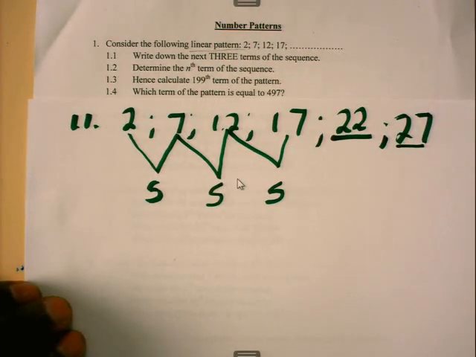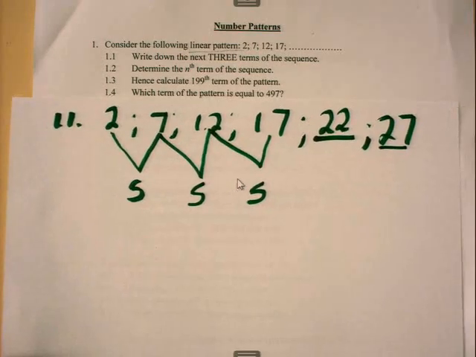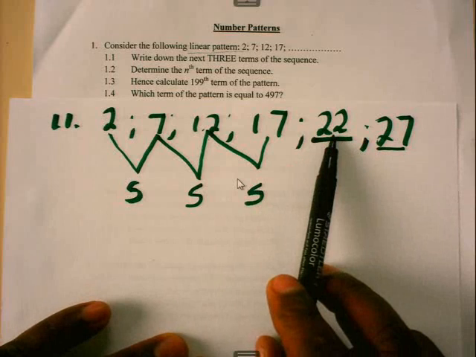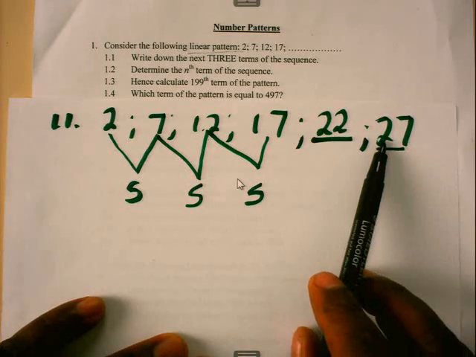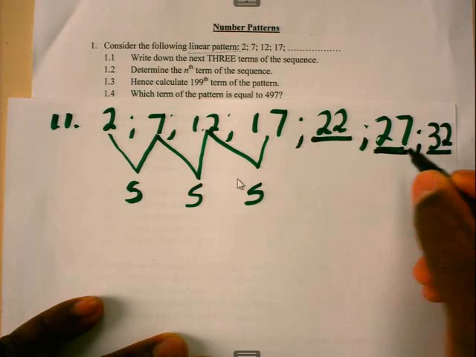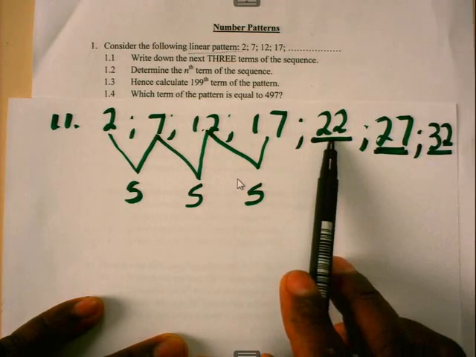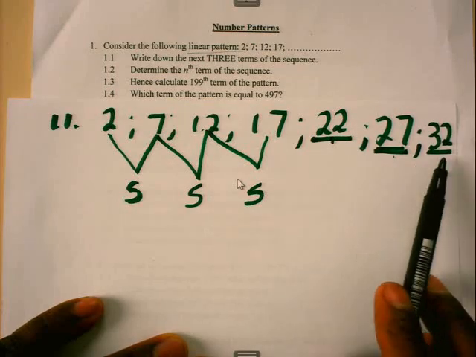If we answer the question, it states: write down the next 3 terms of the sequence. So how do we do that? We have realized that the common difference is 5, so we keep on adding the common difference. 17 plus 5 gives us 22. 22 plus 5 gives us 27. 27 plus 5 gives us 32. So the next 3 terms of the sequence will then be 22, 27, 32.